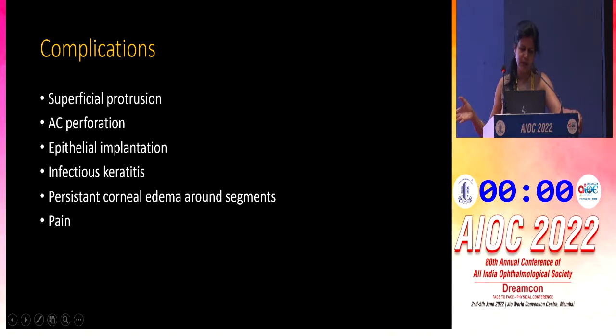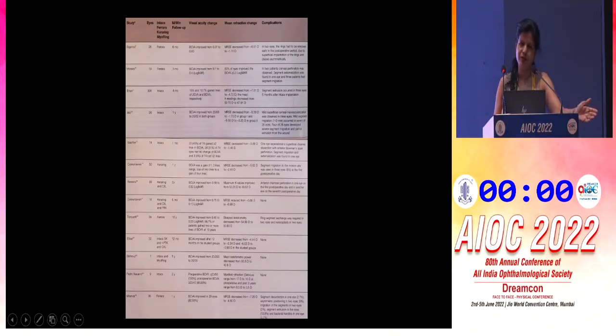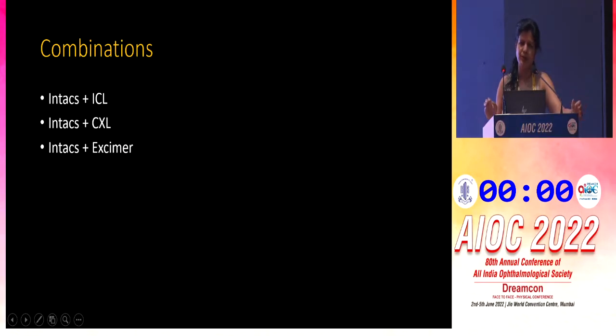Now, complications include, as I mentioned earlier, protrusion of the segment either anteriorly or posteriorly. There can be too superficial implantation, there can be some sort of opacification in the tunnels or infection of the tunnels. There can be persistent corneal edema around the segments. And most of the studies have reported such complications mainly with the use of the manual microkeratome. And of course, Intacs can be used in combination with other adjuvant technologies like ICL, CXL, and excimer laser.